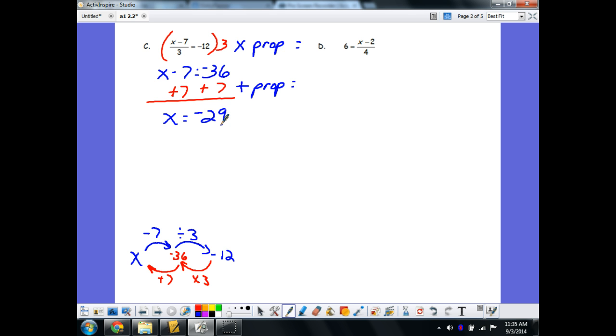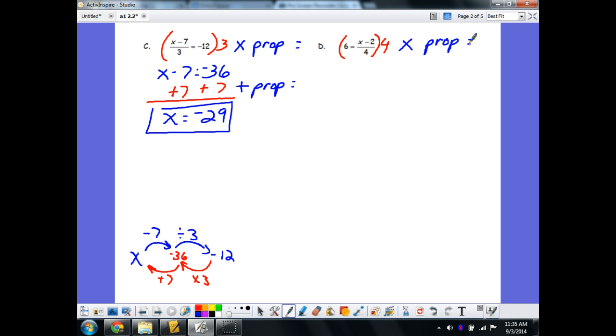And a quick check once again. Negative 29 minus 7 is negative 36. Negative 36 divided by 3 is negative 12. So we know that that is our solution. Doing D the same way, we multiply everything by 4. And once again, that is the multiplication property of equality.